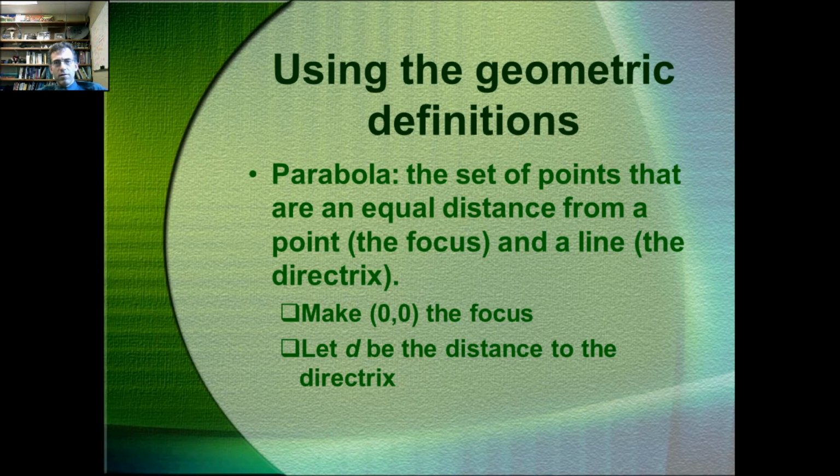So let's begin by talking about the parabola. The parabola is just the set of points that are an equal distance from a particular point called the focus and a line called the directrix. I'm not going to go into the gory details of how to derive these formulas, but I wanted to at least show you where they come from so that you can look in your book. In fact, you hopefully did look through your book already. At any rate, we're going to put the focus at 0, 0, and d is going to be the distance to the directrix.